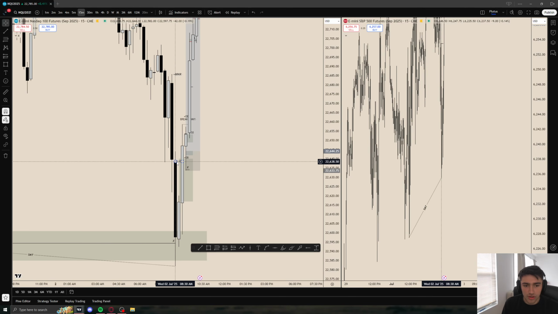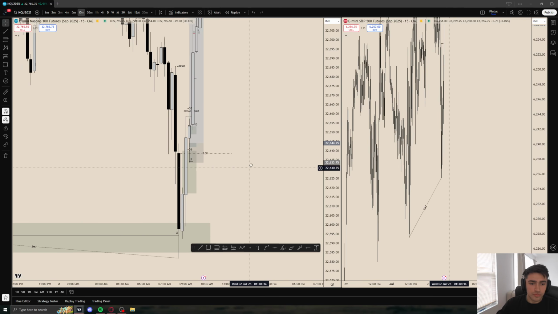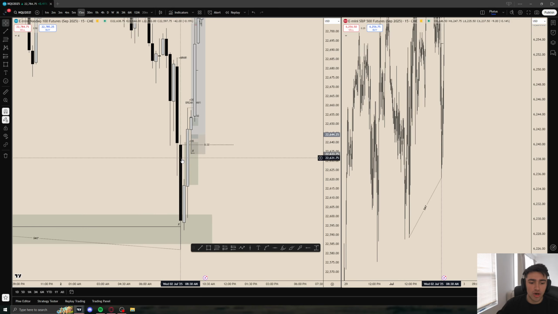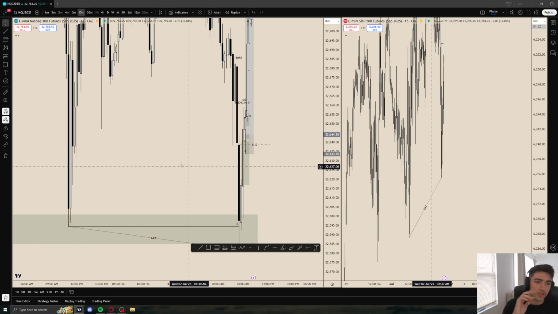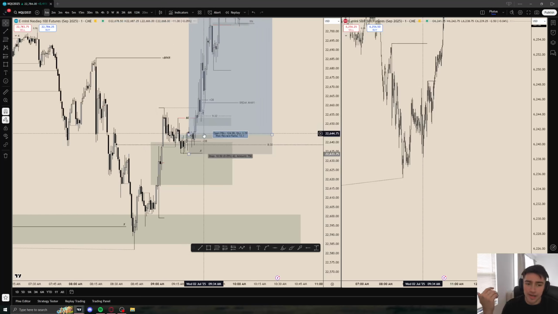I also looked at 8:30 because we had 8:30 news. So as you can see, 8:30 opened lower and put in the sweep of sell side with the SMT. So that means that 9:30 should expand higher.